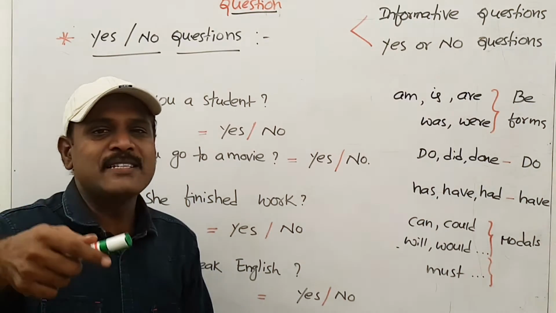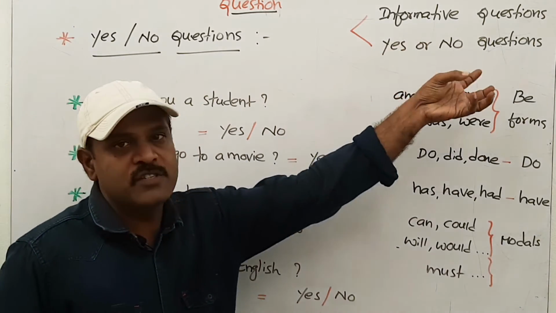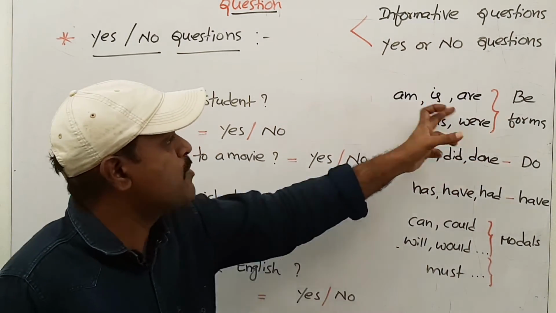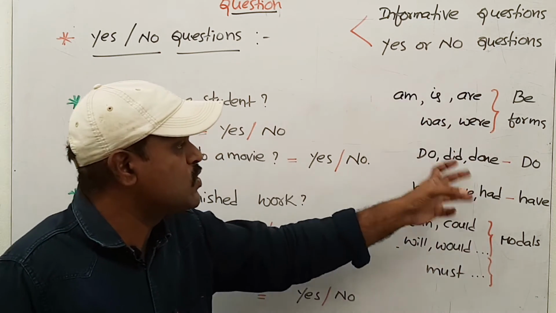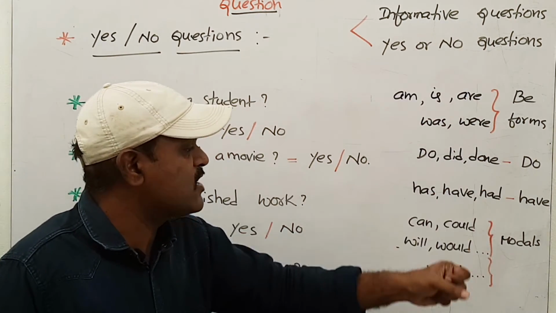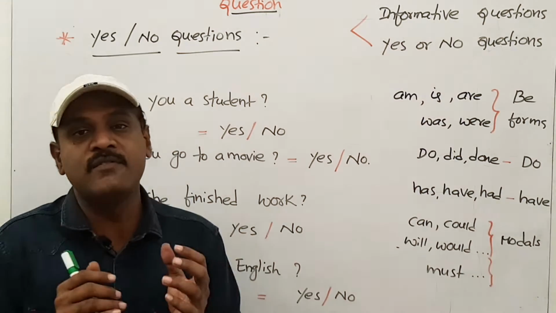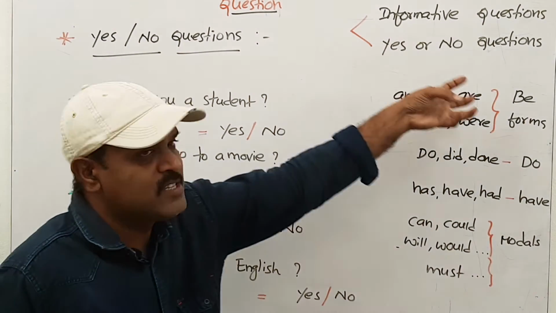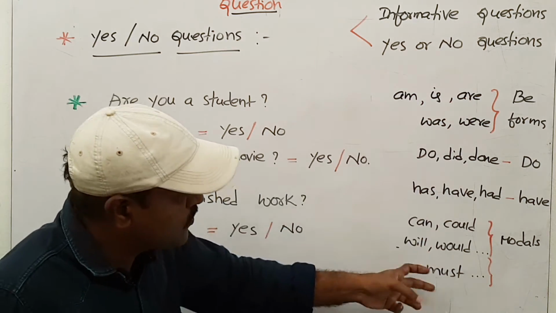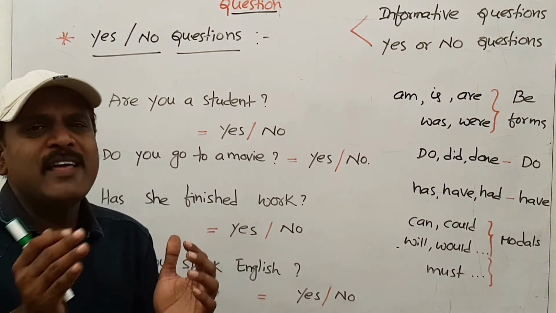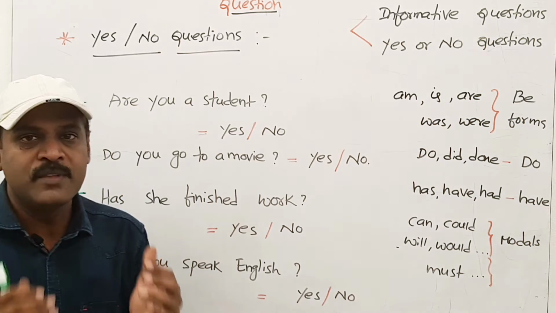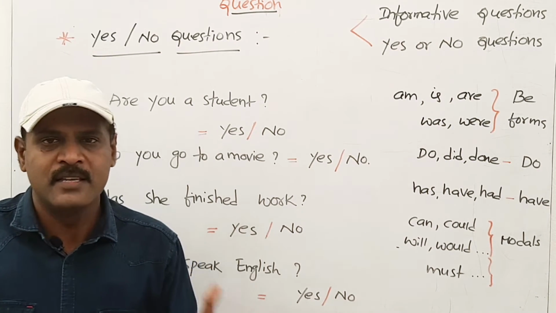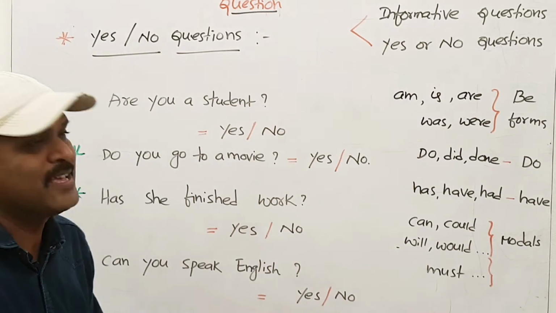Second type questions are yes or no questions. Usually they start with be forms: am, is, are, was, were; do forms: do, did, done; have forms: has, have, had; modals like can, could, will, would, shall, should, ought to, used to, need. So yes or no questions start with this kind of words. And why are they called yes or no questions? Because if someone is asking you, you can simply say yes or no.